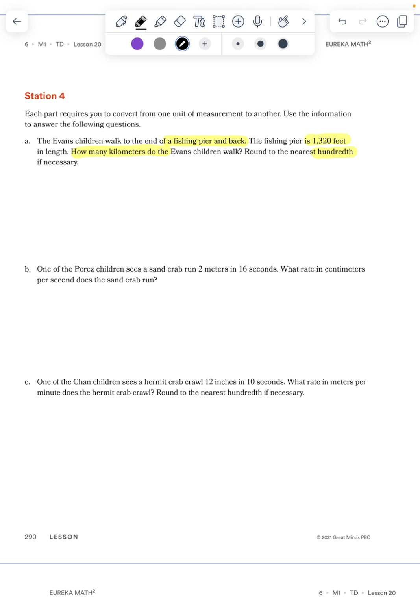Okay, so the pier is 1,320 feet long, but they're going there and back. So that means that we need to multiply this by 2. So when we do that, we end up with 2,640 feet. So that's the total amount of feet that the kids walked. But it doesn't want it in feet, it wants it in kilometers. So we need to know the conversion for kilometers to feet. And I think I have it. Let me see if I can pull it up real quick.